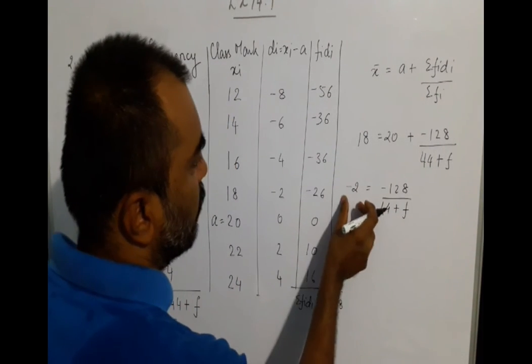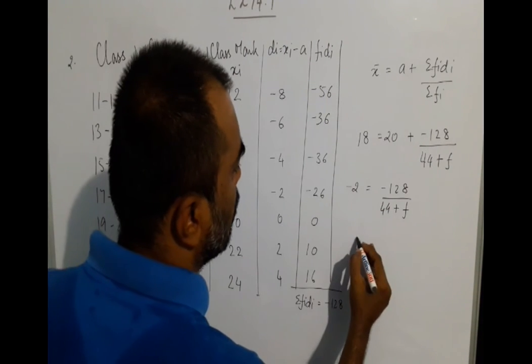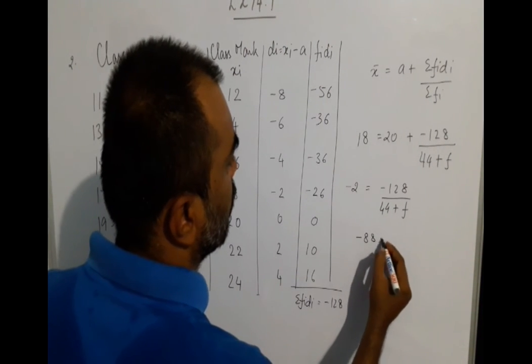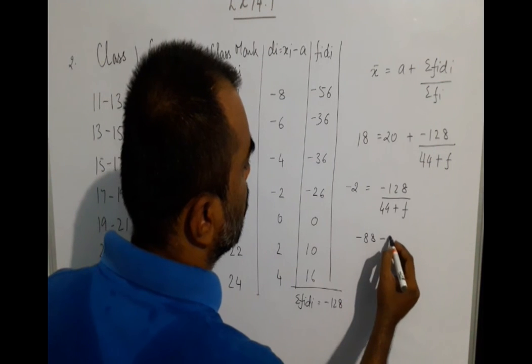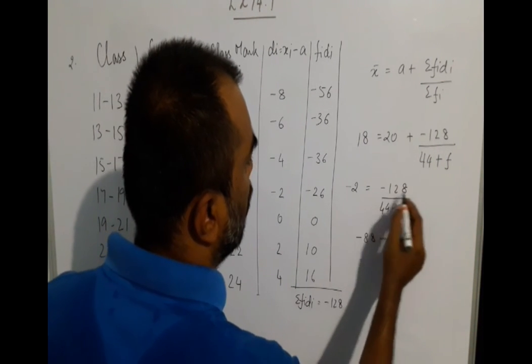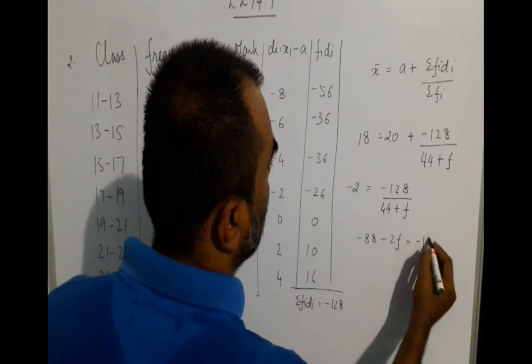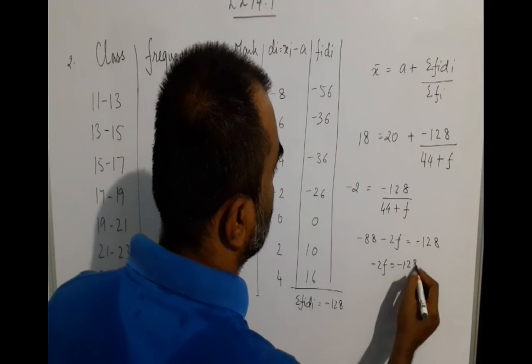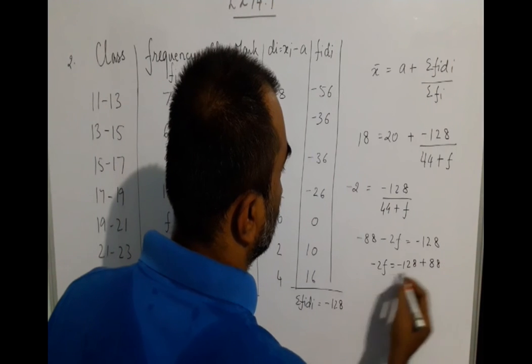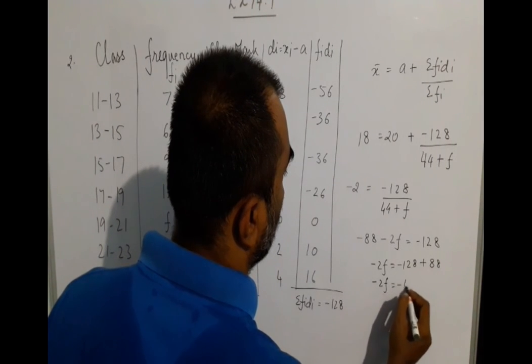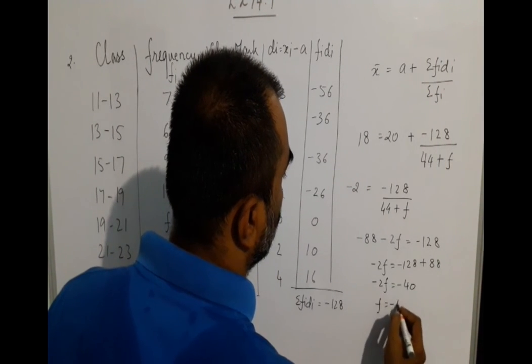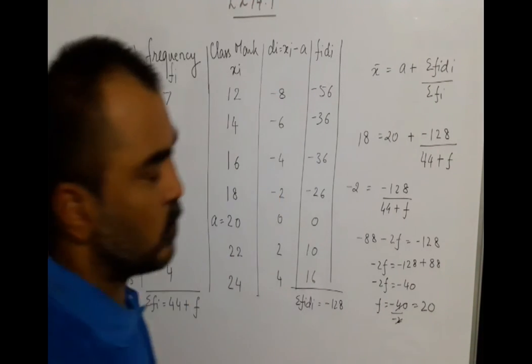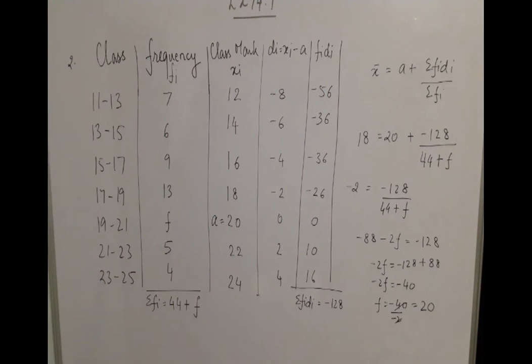Now we take this into multiplication. So 44 into minus 2 is minus 88. F into minus 2 is minus 2F. And 128 remains minus 128. Now minus 2F equal to minus 128 plus 88. So minus 2F equal to minus 40. F equal to minus 40 upon minus 2, that is 20. So you can see we are getting the answers with many different methods.